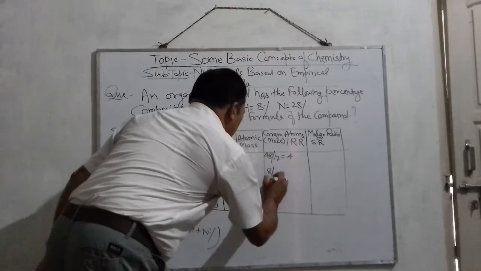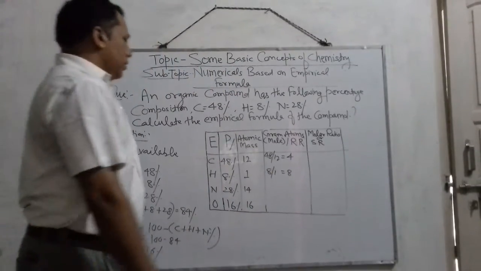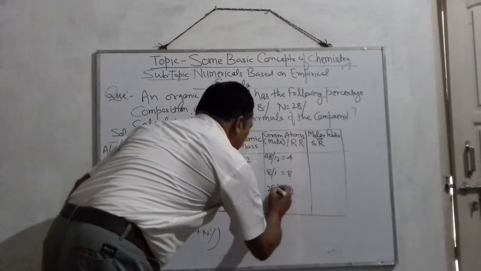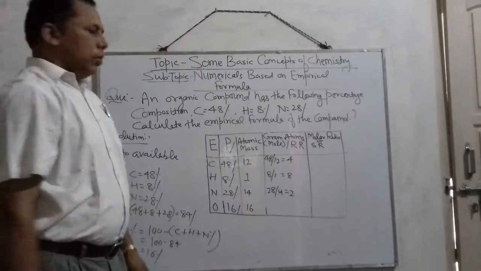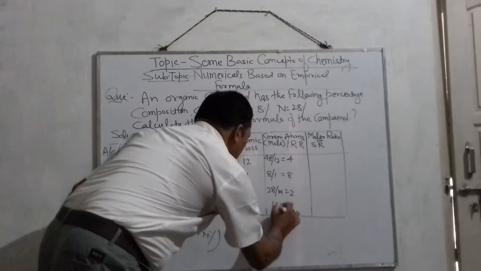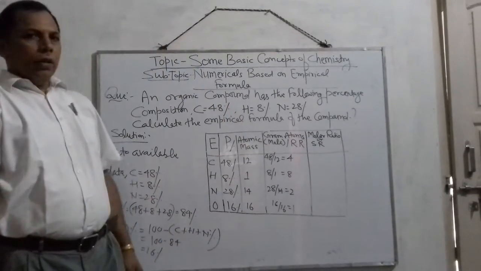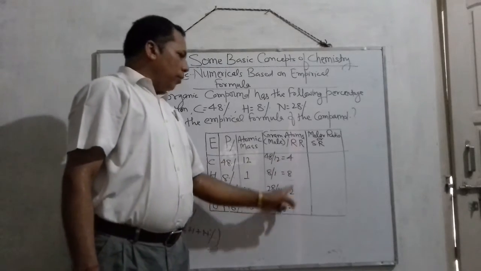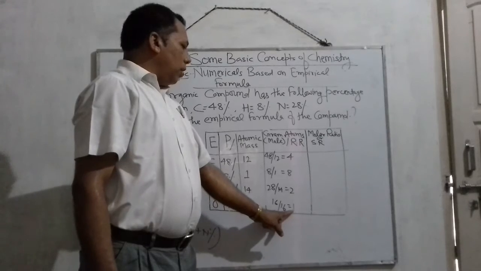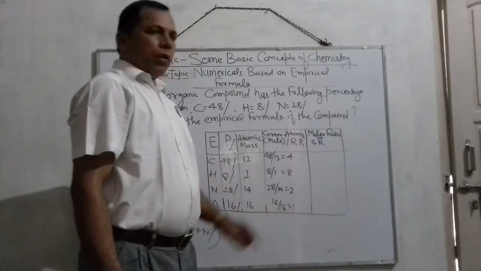Similarly, divide 8 by 1, the value will be 8. Similarly, divide 28 by 14, the value will be 2. And in last, 16 divided by 16, the value is 1. Okay? So the relative ratio values are coming 4, 8, 2 and 1.